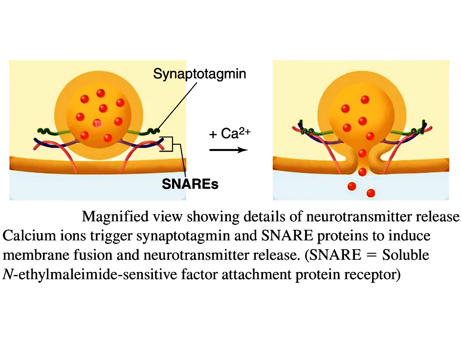So here you can very well see this is a membrane of the vesicles and this is an axonal membrane, and there are SNARE proteins and a synaptotagmin and calcium complex. So there is a fusion of this vesicle membrane and axonal membrane, and finally a pore formation occurs and there is exocytosis of the acetylcholine.